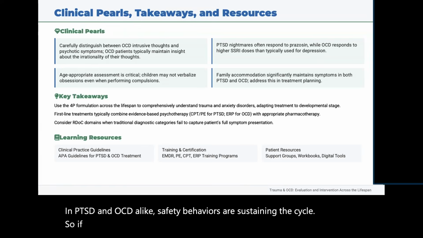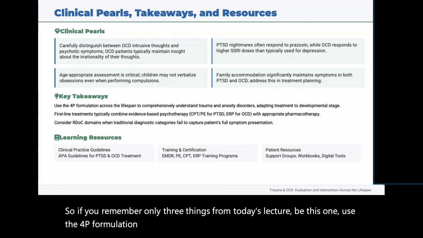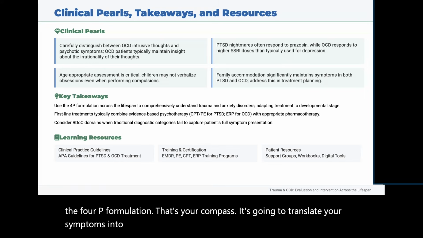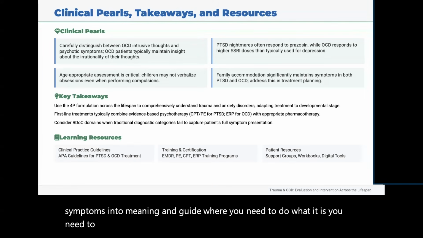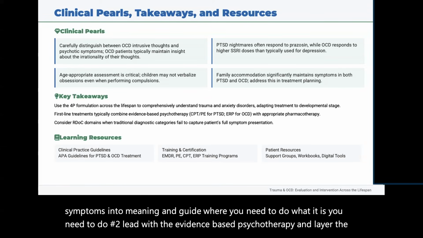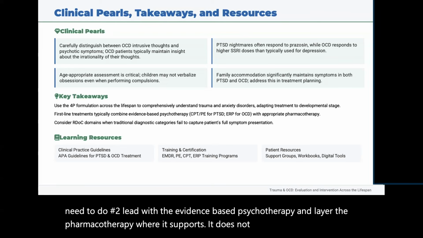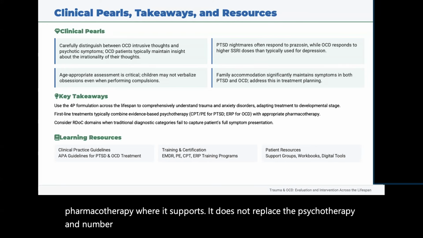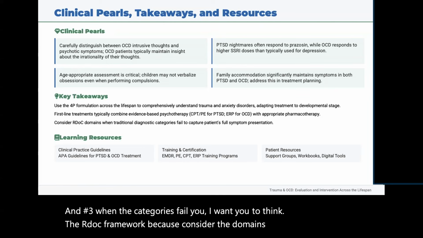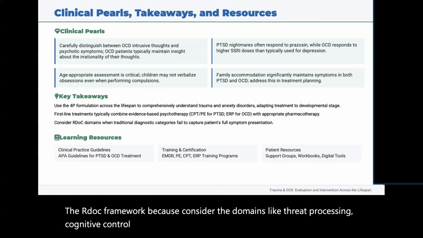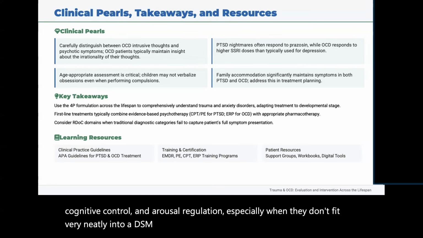So if you remember only three things from today's lecture, be these. Number one, use the 4P formulation. That's your compass. It's going to translate your symptoms into meaning and guide where you need to act. Number two, lead with the evidence-based psychotherapy and layer the pharmacotherapy where it supports. It does not replace the psychotherapy. And number three, when the categories fail you, think about the RDoC framework, consider domains like threat processing, cognitive control, and arousal regulation, especially when they don't fit neatly into DSM criteria. That's how you'll understand these complex patients who don't check all of the boxes.